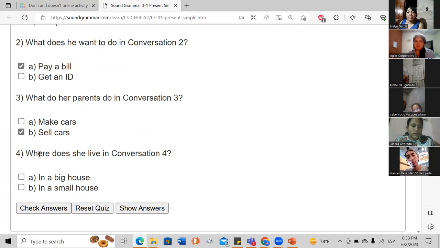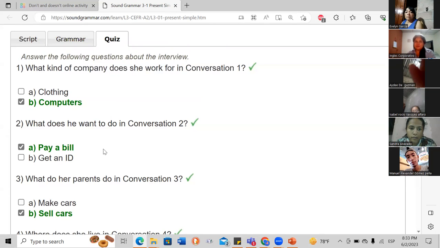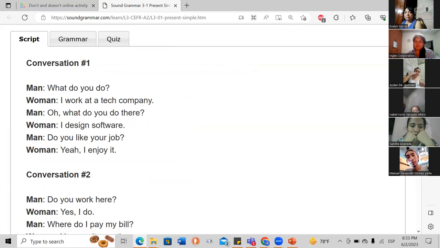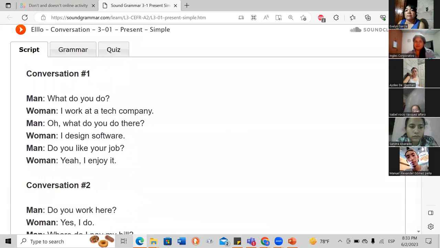Sells cars. Where does she live in conversation four? In a big house or in a small house? In a small house, right? Because she said that they need more space. Okay, good. All of them are correct. That was very good. Good comprehension, and good because you practice the pronunciation. No questions about this?